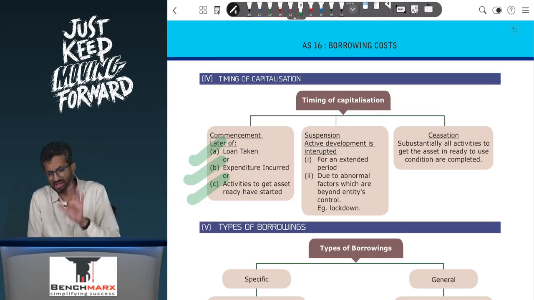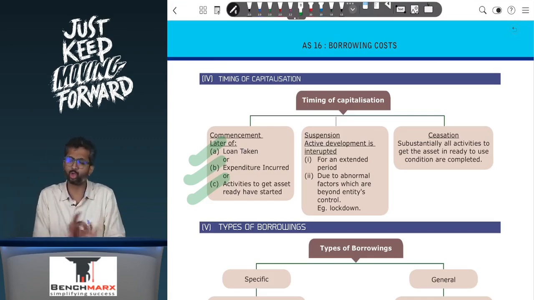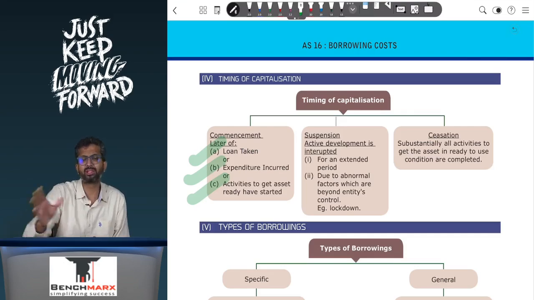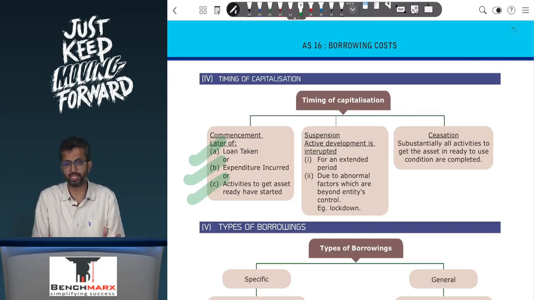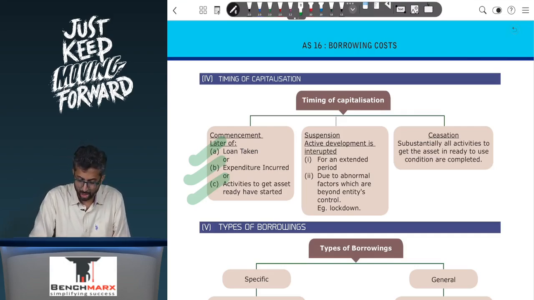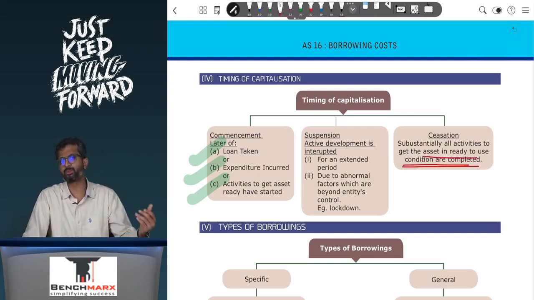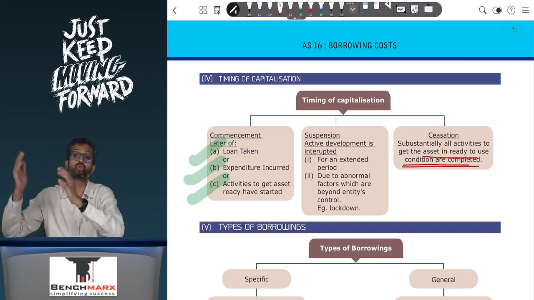So the standard generally says that the moment the asset is ready for use, that is, substantially all activities to get your asset in the ready to use condition are completed, even if some minor administrative work is pending, you will stop capitalizing. Cessation of capitalization happens when substantially all activities to get the asset in the ready to use condition are completed. Now sometimes what might happen is the asset gets ready to use in parts.